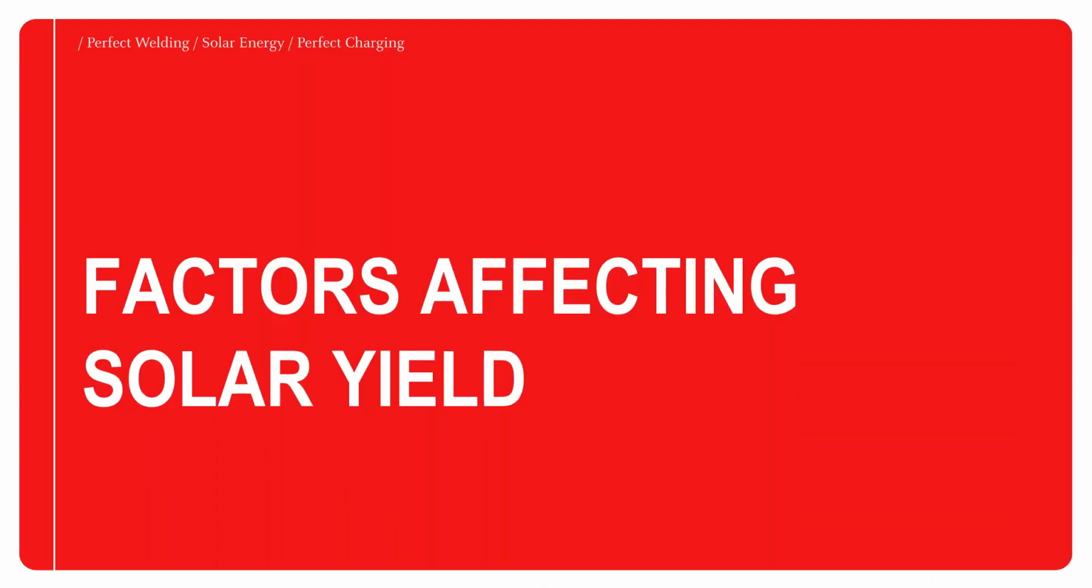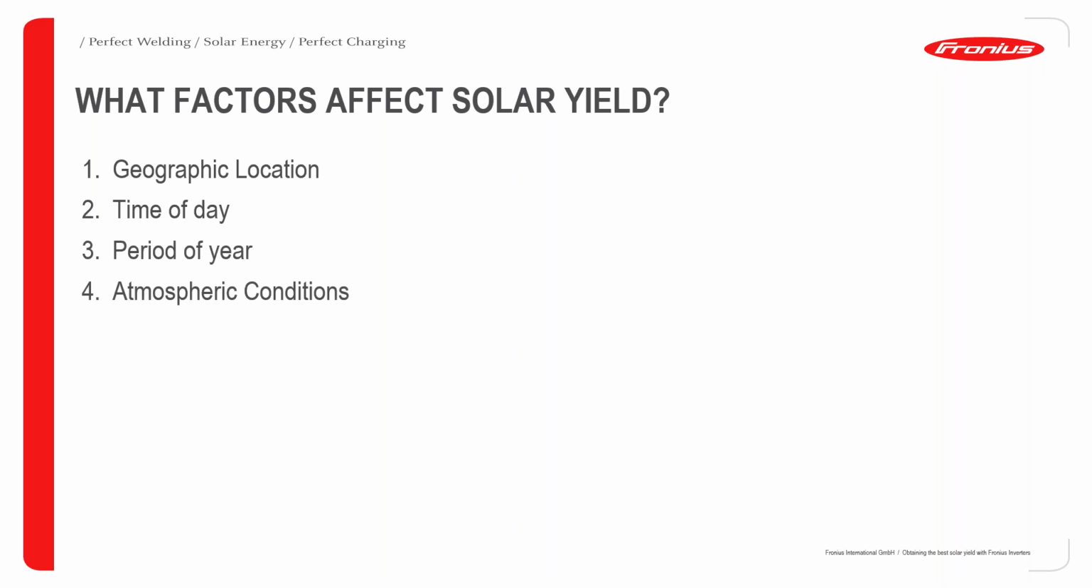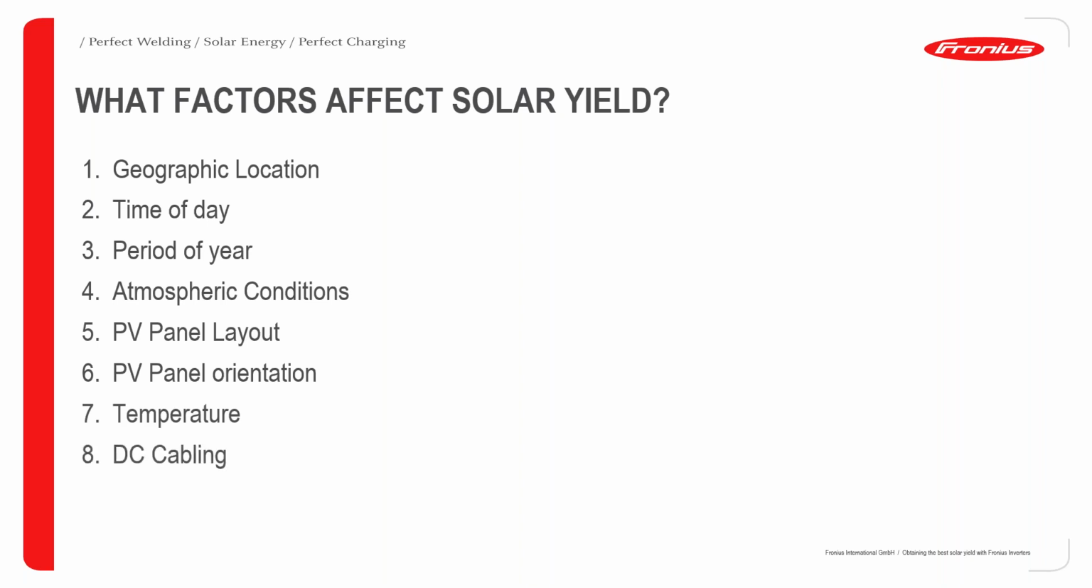So first off, let's discuss the factors that affect solar yield. What are the factors that affect solar yield? First off, we have geographic location, time of the day, period of the year, atmospheric conditions, PV panel layout, PV panel orientation, temperature, and then of course, DC cabling. There could be other factors, but these are the main ones that I've pointed out.